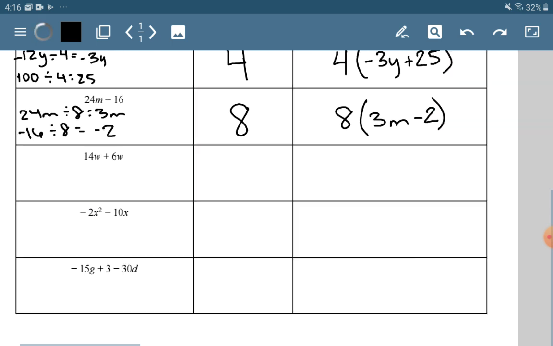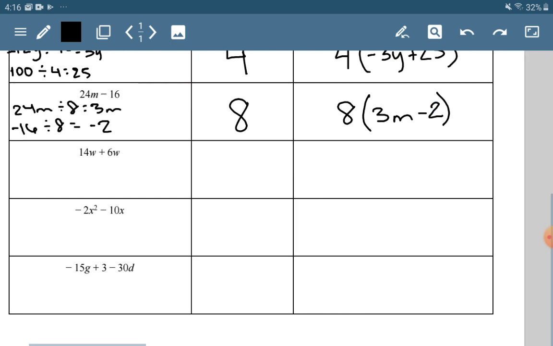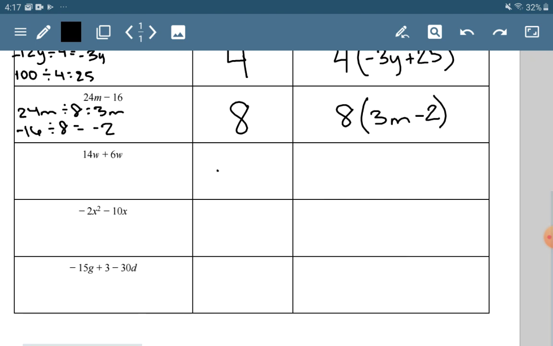Scrolling up to do the last couple. We're going to be taking out possibly more than just a number here. So I've got 14W plus 6W. Focusing on the numbers, they're both even, so I have a 2 in common. Other factors of 6 would be 3 or 6. 14 is not divisible by 3 or 6, so the biggest number I can pull out is 2.